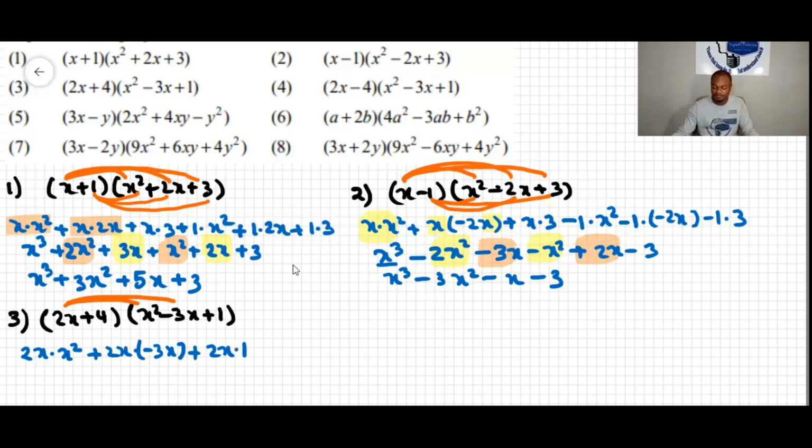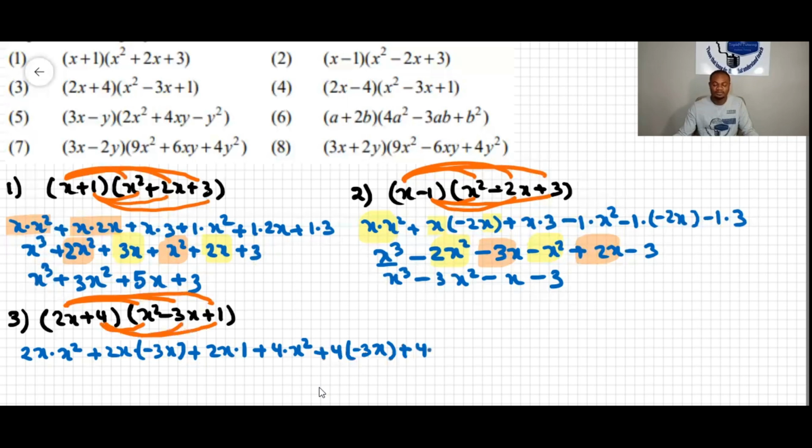So I'm done with the 2x. Now I'm going to take the 4, positive 4. So we do positive 4 times x squared. Okay? And then continue. It will be positive 4 again times negative 3x. So this will be plus 4 times, I'm going to use the bracket because it's negative 3x. And then positive 4 times 1. So this makes positive 4 times positive 1.